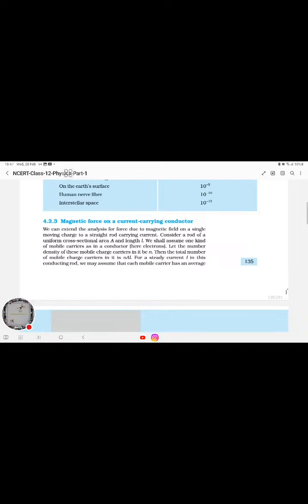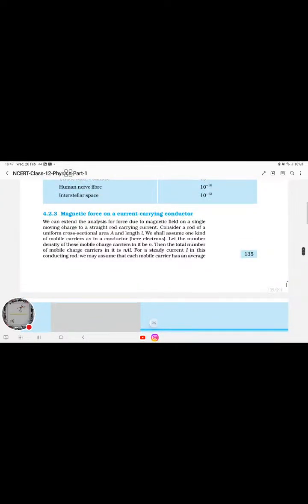For a steady current I in this conducting rod, we may assume that each mobile carrier has an average drift velocity Vd. So when a steady current I flows, we can assume that each mobile carrier has an average velocity of Vd. So the force is going to be nAL times qVd cross B. Why is it so? Basically F is equal to q times velocity cross B, in the presence of an external magnetic field.